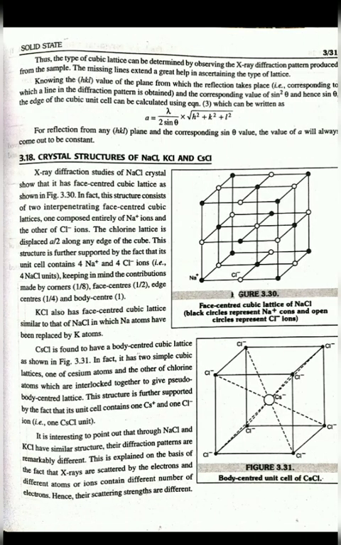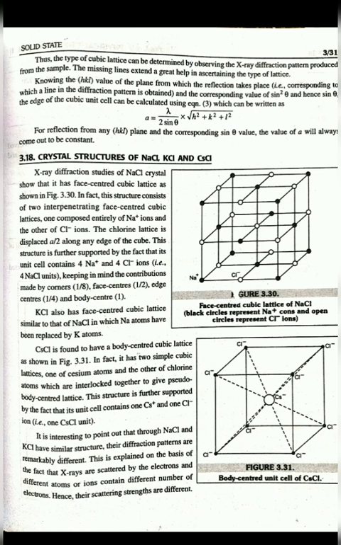Thus, the type of cubic lattice can be determined by observing the X-ray diffraction pattern produced from the sample. The missing lines are a great help in ascertaining the type of lattice. Knowing the hkl value of the plane from which the reflection takes place, that is, corresponding to which a line in the diffraction pattern is obtained, and the corresponding value of sin² θ and hence sin θ, the edge of the cubic unit cell can be calculated using equation 3, which can be written as a = λ / 2 sin θ into root(h² + k² + l²). For reflection from any hkl plane and the corresponding sin θ value, the value of a will always come out to be constant.